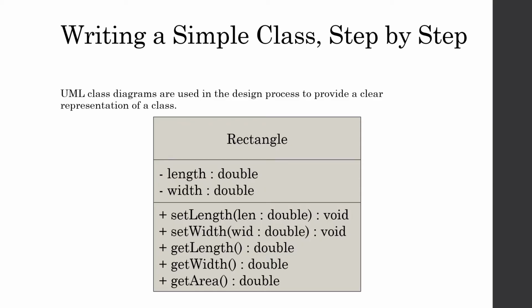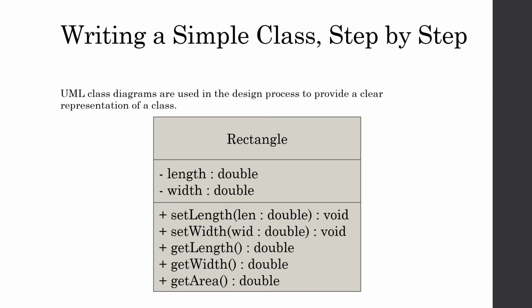These UML class diagrams are going to be part of our design process to provide a clear representation of a class. We can see a completed one right here already. I'm going to take a moment to step through each one of the different components of this. But just looking at it right now, we can see we've got the name of the class, rectangle. You can see the two fields, the length and width, and you can see all of the methods we put in.